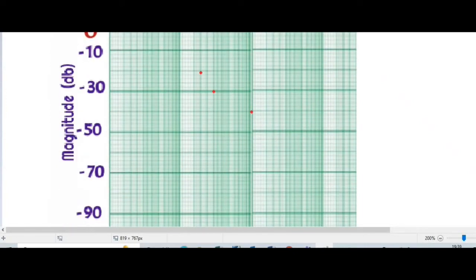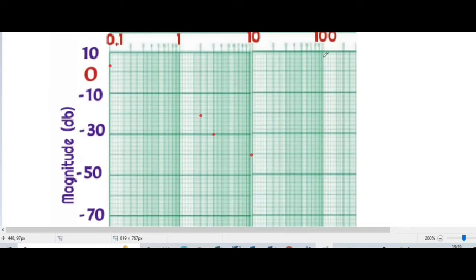Now for the corner frequency 100, our magnitude is minus 100. This line will represent the 100 corner frequency. After minus 90, after completion of 5 millimeters, there is the minus 100. So all these points are selected.